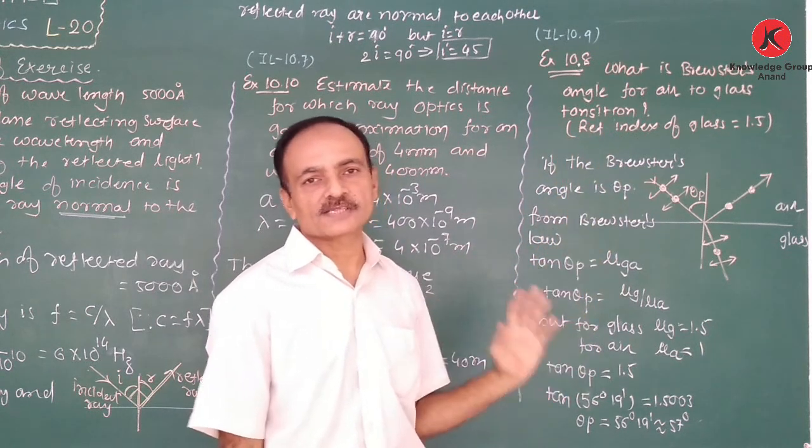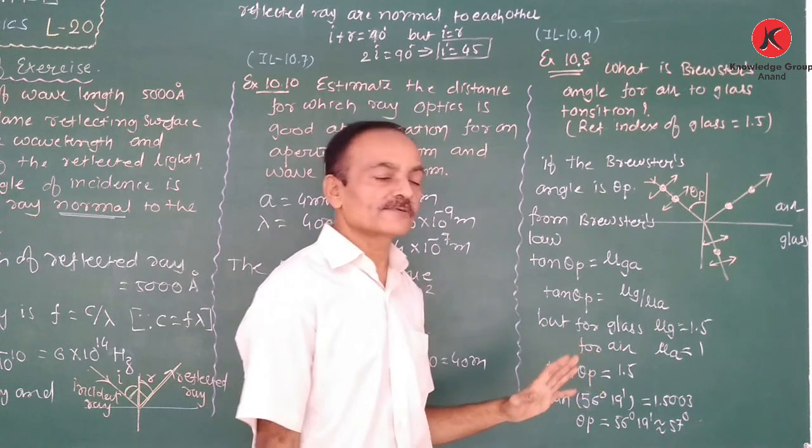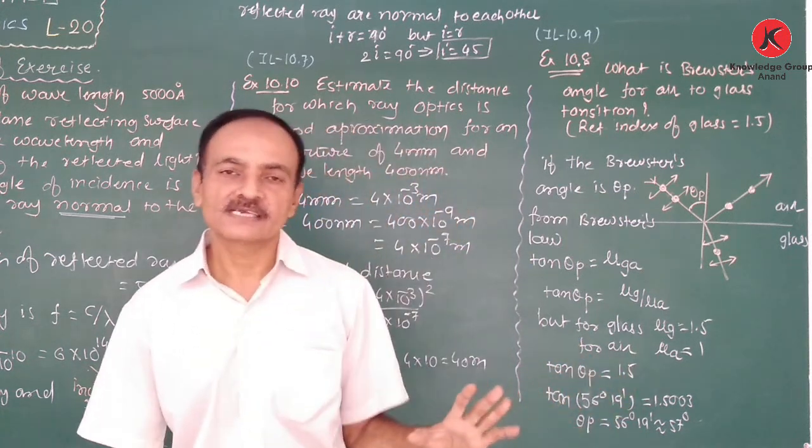Now we discuss the remaining numericals of the illustration. I think we have discussed up to the 10.3 illustration.